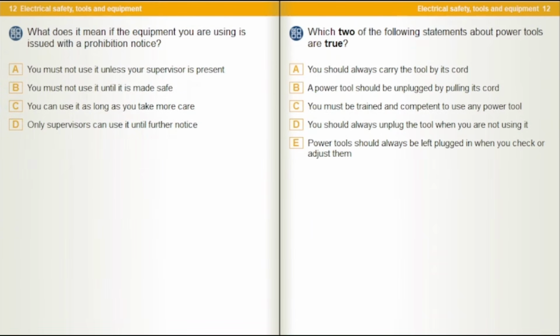What does it mean if the equipment you are using is issued with a prohibition notice? You must not use it unless your supervisor is present. You must not use it until it is made safe. You can use it as long as you take more care. Only supervisors can use it until further notice.